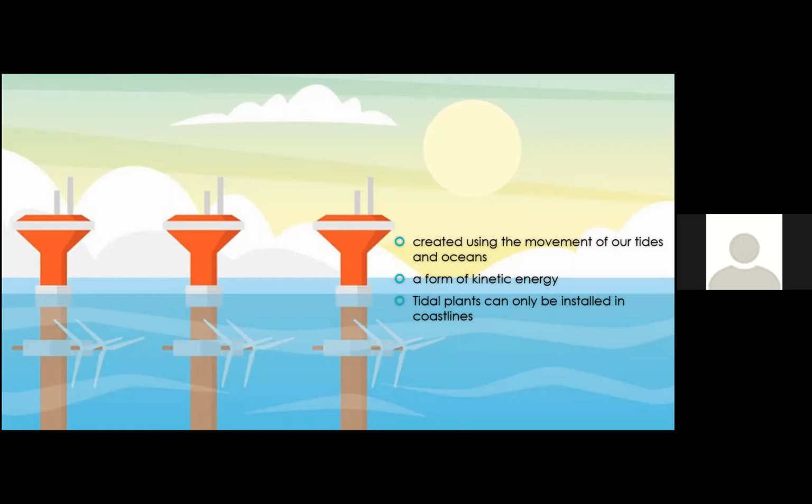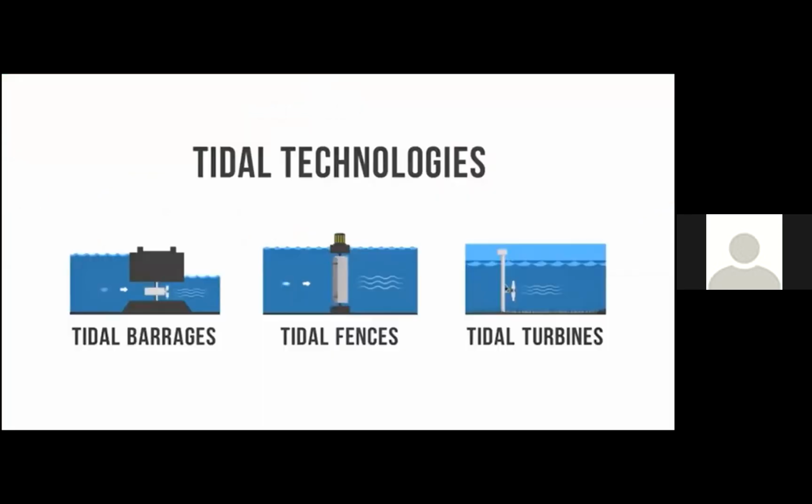And tidal plants can only be installed on the coastline. That's another important fact about this. Oh, and the distance between the high tide and the low tide on those coasts has to be about 5 meters.